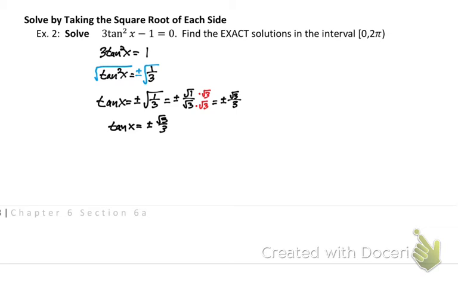Now, here's the interesting part about this. Tangent's always positive or negative. There's no third alternative. That means every quadrant must be accounted for in this answer. So what I would do is look in quadrant 1 and see where tangent equals either a positive or a negative square root of 3 over 3. In quadrant 1, what angle is tangent equal to square root of 3 over 3? Pi over 6.